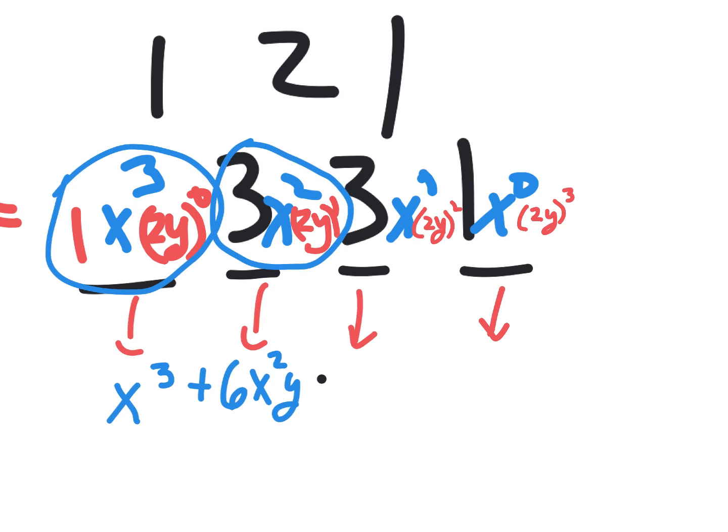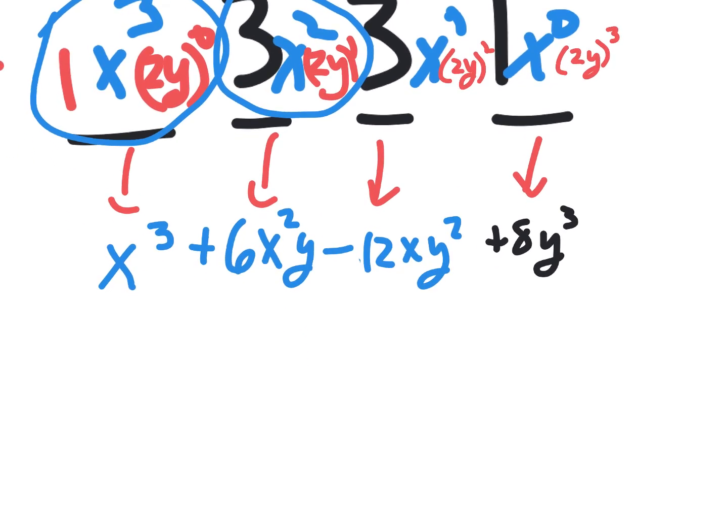Cal, next one. Plus 6xy squared. Close, not 6 though, because that 2 has to get squared first. 12xy squared. All right. 12xy squared. Yep. And Tobias, the last one? 8y to the third. Yep. That's called a binomial expansion.